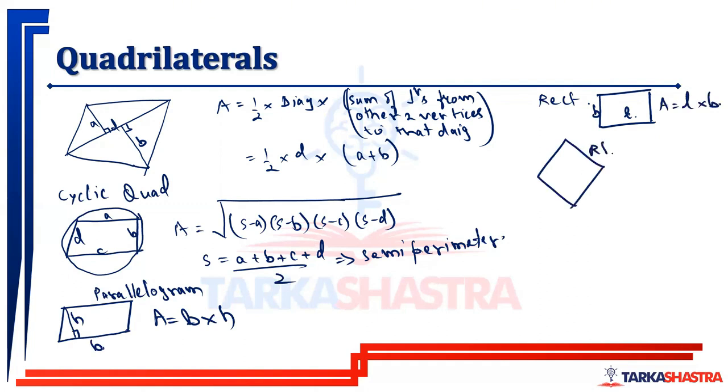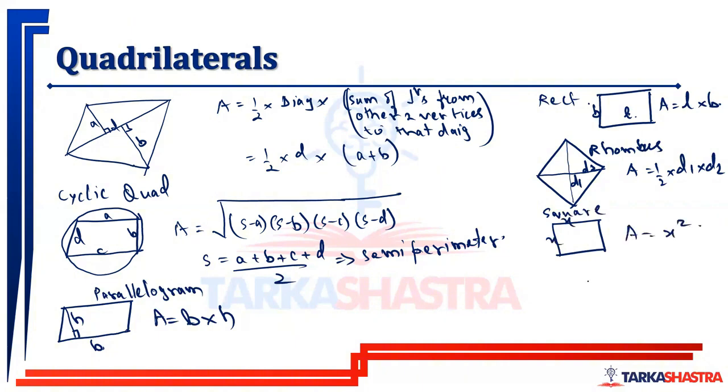Then you have a rhombus, where the area is half into diagonal 1 into diagonal 2. So this is diagonal 1, this is diagonal 2. Area is half into d1 into d2. Okay. Then you have a square, let us say x and x. So the area of a square is simply x square.